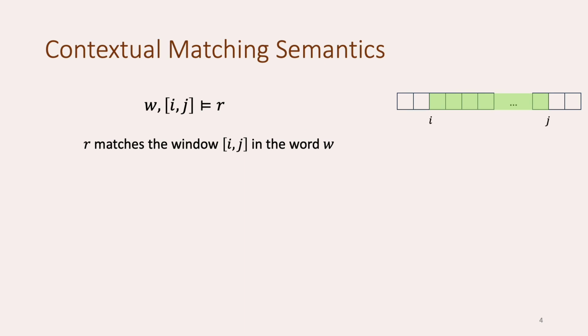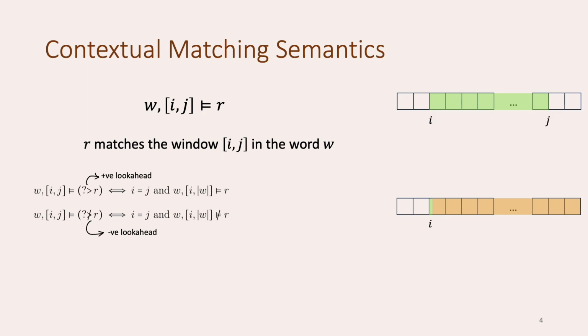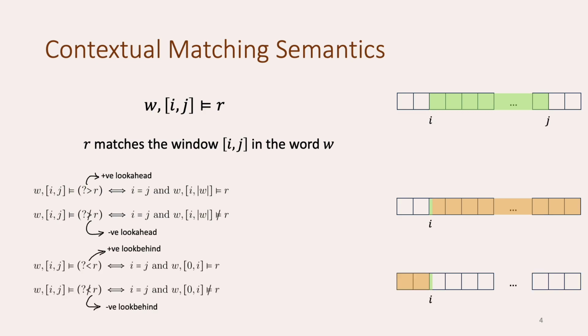Here we describe the contextual matching semantics for expressions with lookarounds. The expression on the screen denotes the window from I to J being matched by the expression R on the word W. Lookarounds form windows of 0 width at a specific location. To match positive or negative lookaheads, the window spanning the current location to the end is taken into consideration. To match lookbehinds, the window from the beginning of the string to the current position is used.